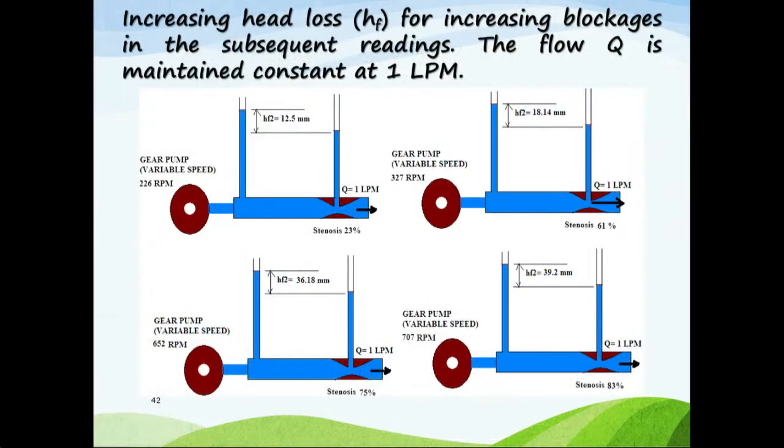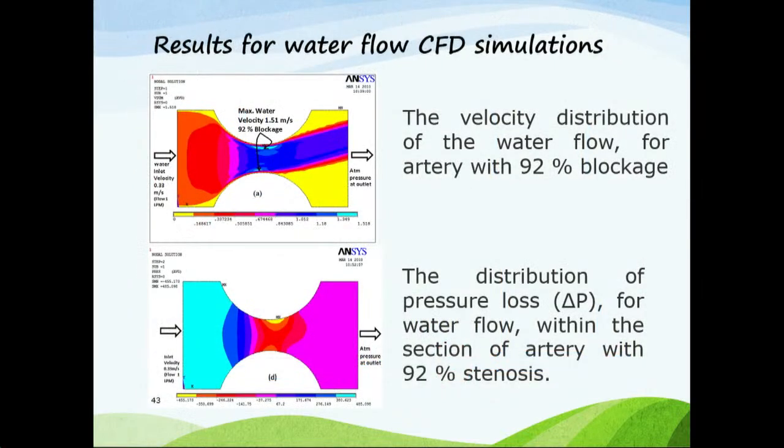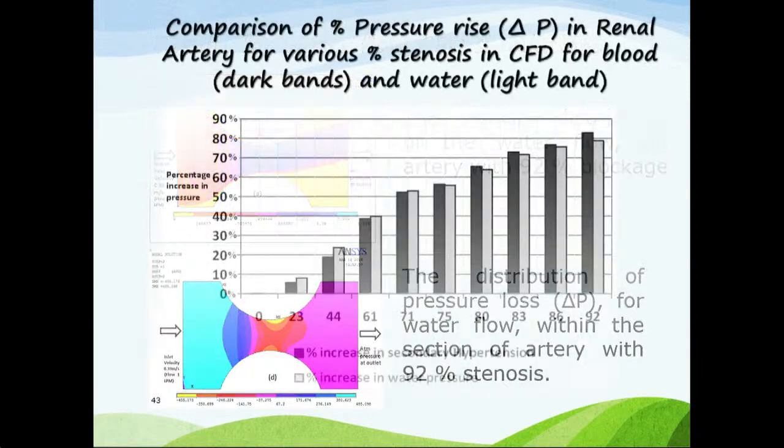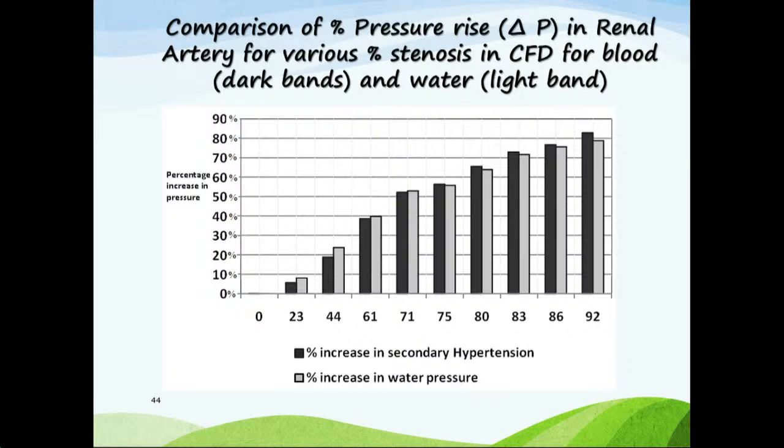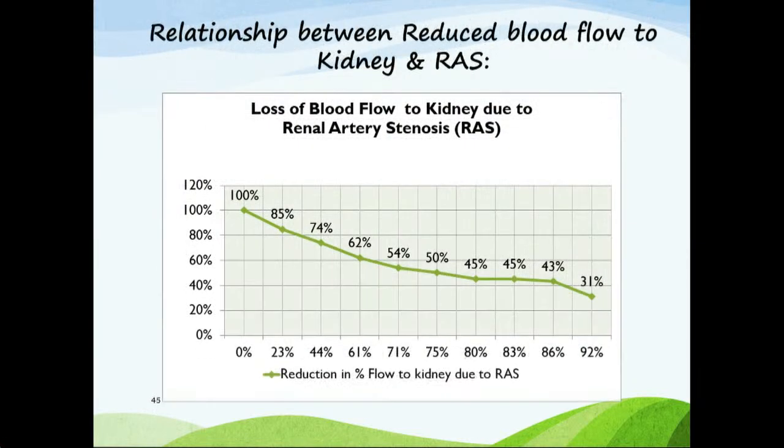For that we also created an experiment, of course with water, and then we converted that into blood. For this we got help from Dr. Mardikar and Dr. Nitin Deshpande, and I'm happy that we got a relationship between the blockage and the secondary hypertension, and out of 21 patients we could match it with 19 patients. So that is how we checked it clinically. Similarly, we could also establish the reduction in blood flow to the kidney. So this is another one that we tried.